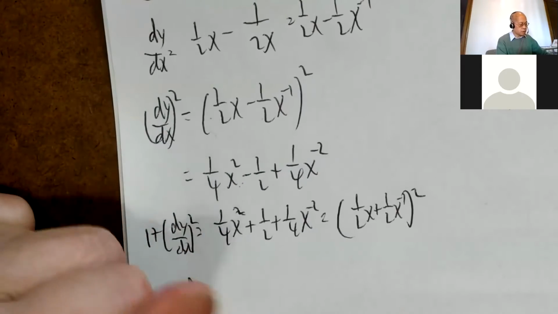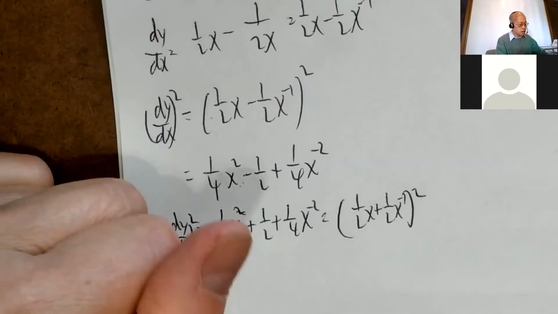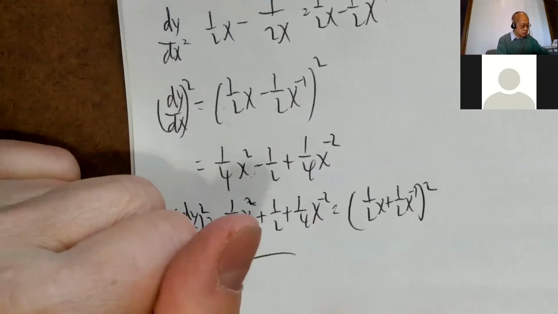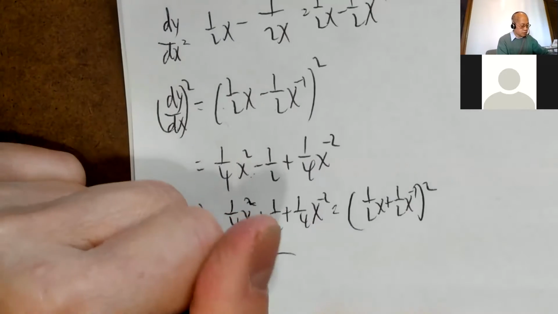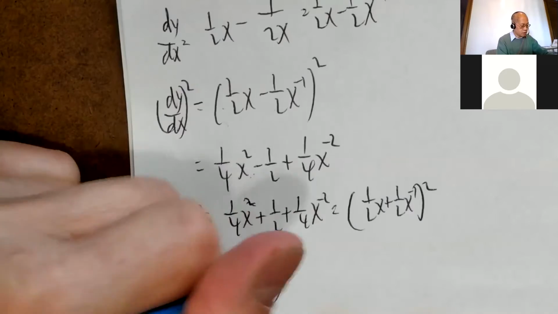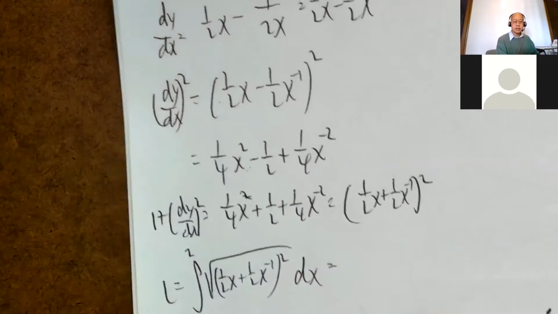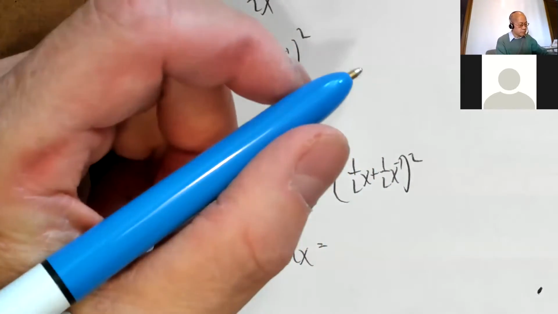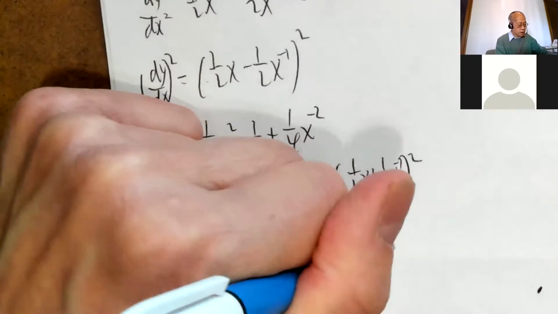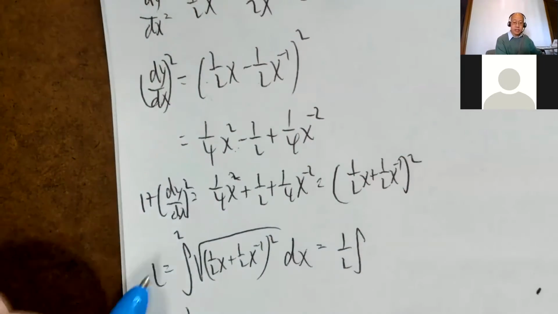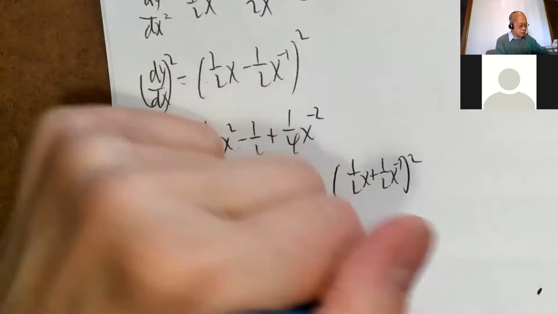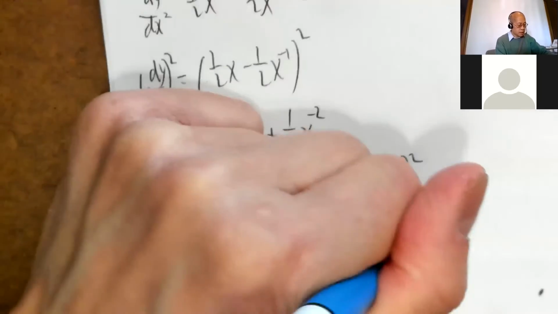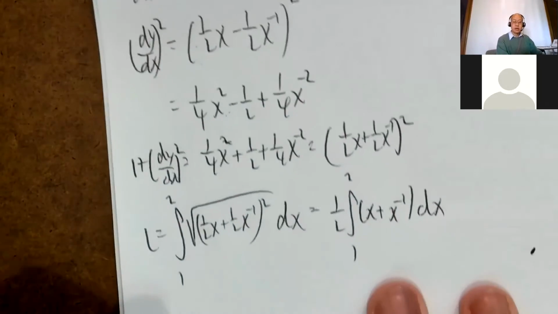Okay, so the arc length is the integral from 1 to 2 of the square root of (1/2 x plus 1/2 x^-1) squared dx. I have a square root of a square, so that just comes off. When I factor out the half, this has a half, this has a half, just take it out. So 1/2 times the integral from 1 to 2 of x plus x^-1 dx.